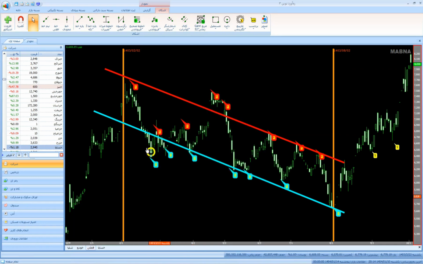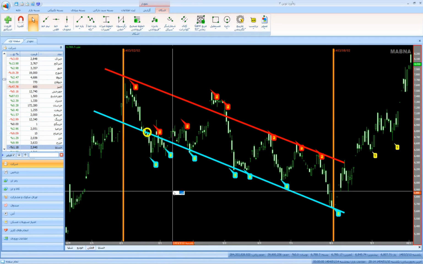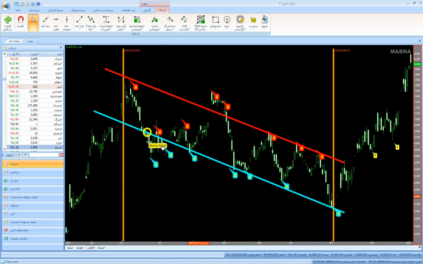This circle actually becomes this area. What do I have here, guys? I have a buy signal. I can see this buy signal here.